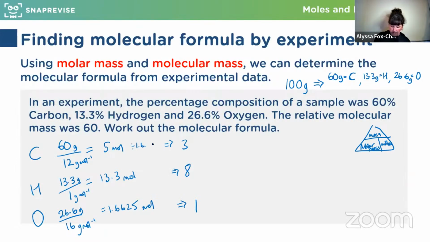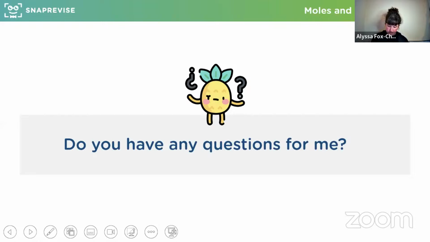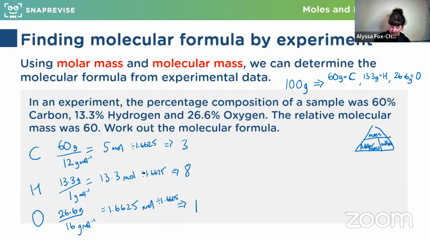So we divided by 1.6625, divided by 1.6625. Oopsies, no. I don't know why it's doing that. Sorry. Let's go back. Shouldn't have done that. There we go. I think it thought I was pressing a button, which I wasn't.